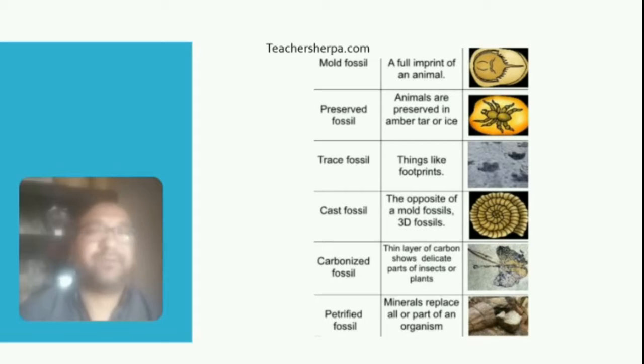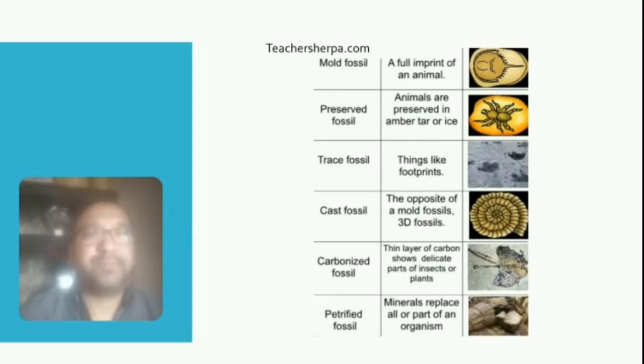First of all, types of fossils. There are mainly six types of fossils we observe in nature: mold fossil, preserved fossil, trace fossil, cast fossil, carbonized fossil, and petrified fossil. So first of all, mold fossil. If there is a full imprint of an animal, it is called a mold.